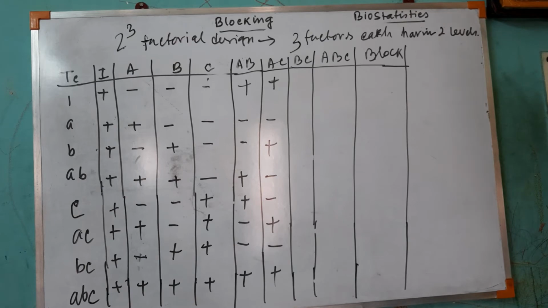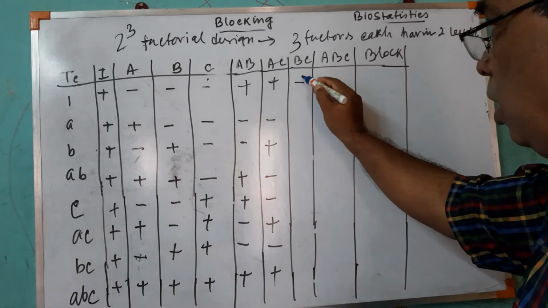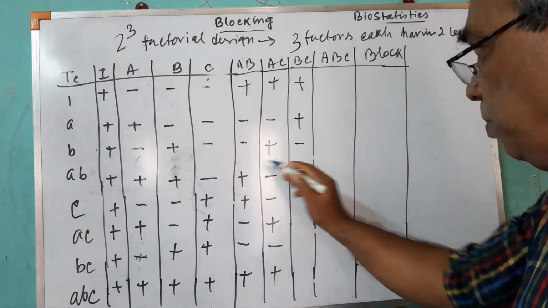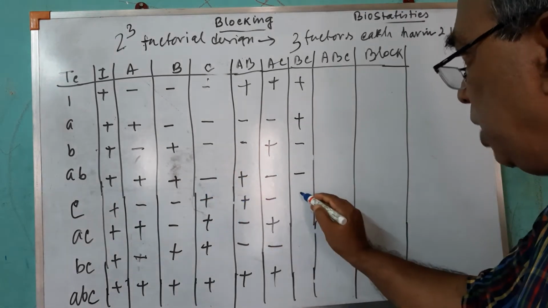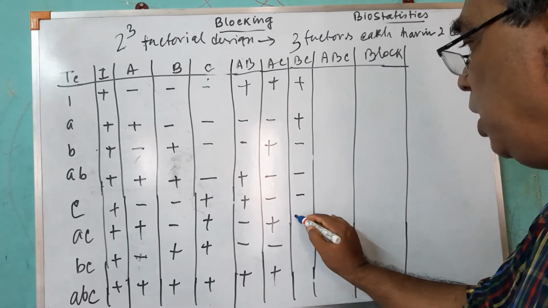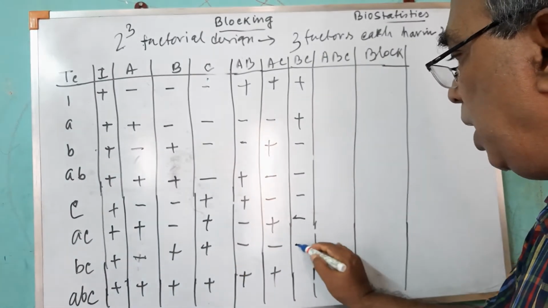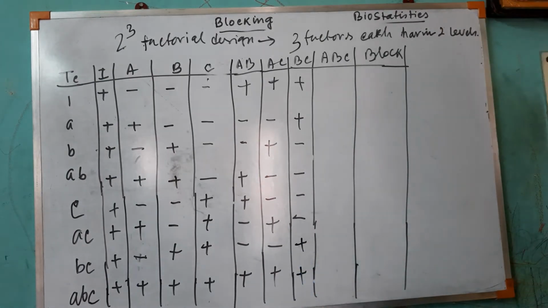Now BC. Plus, then minus, plus, minus, minus, minus, plus, minus, minus, plus, minus. Then this into this is plus, this is always plus. So plus plus, 4 minus, then plus plus.